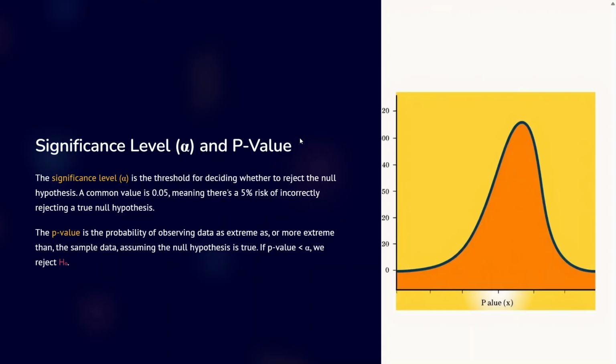Now, significance level and p-value. The significance level, written as alpha, is the threshold for rejecting the null hypothesis. The most common value is 0.05, meaning we accept a 5% chance of being wrong. The p-value is the probability of getting results at least as extreme as ours, assuming the null hypothesis is true. If the p-value is less than alpha, we reject the null hypothesis. Think of it this way: if the evidence would be very rare under H0, then we doubt H0 and lean towards H1.